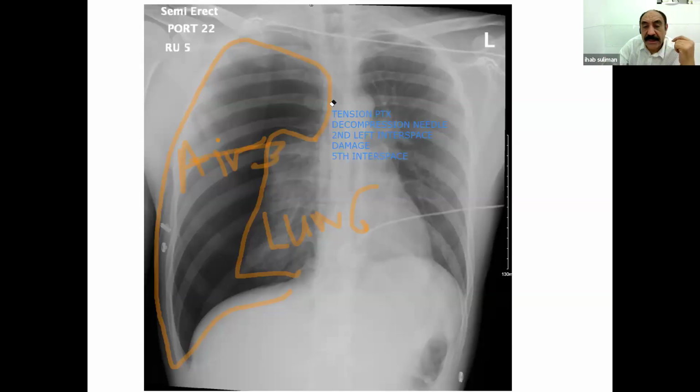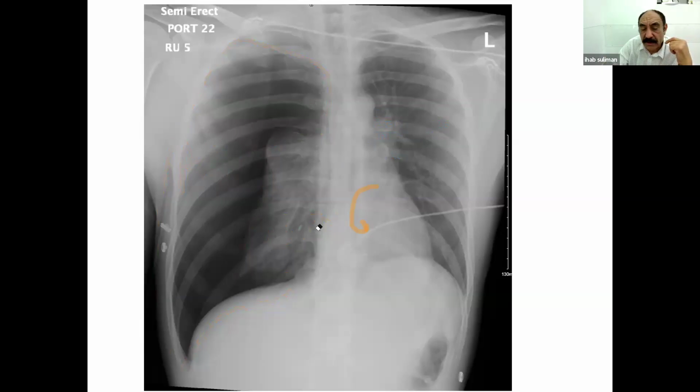So important: young, tall people who come with acute chest syndrome can be having pneumothorax. So it is important to do a FAST exam and a fast diagnosis.